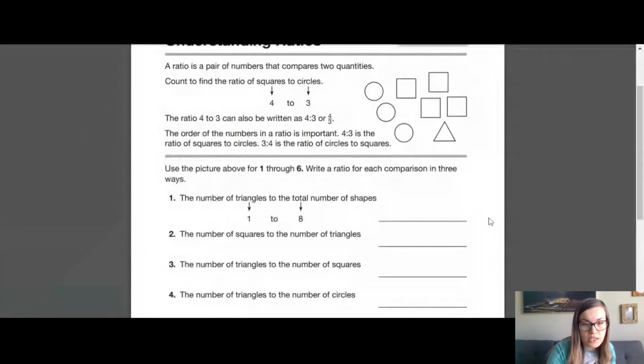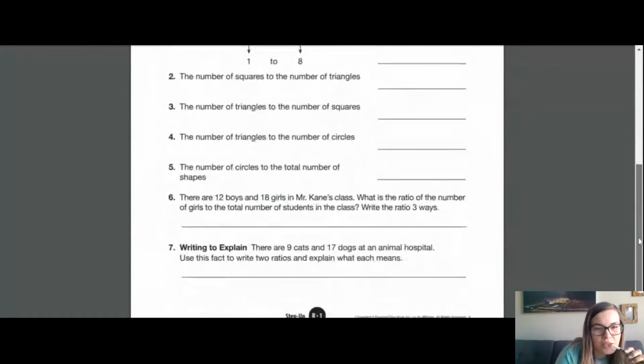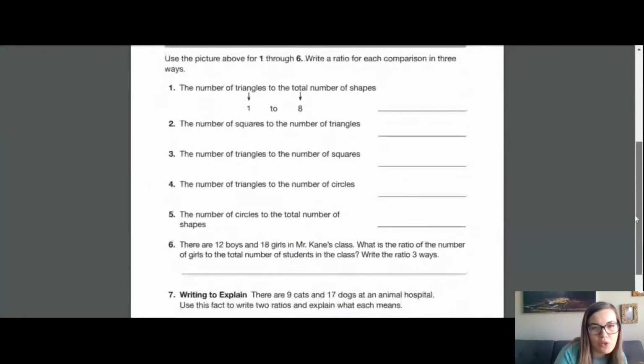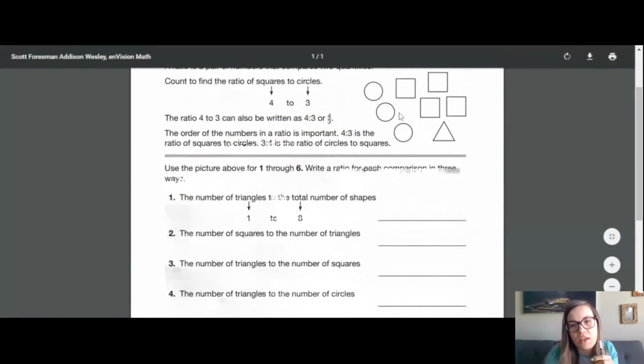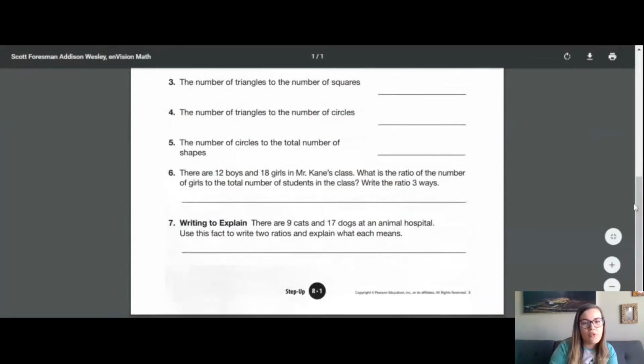I'm going to share my screen again on that same worksheet. For the next one, let's skip down to number 6. I feel like you could do number 1 through 5 using the model up here. But number 6 says, there are 12 boys and 18 girls in Mr. Kane's class. What is the ratio of the number of girls to the total number of students in the class? Write the ratio 3 ways.